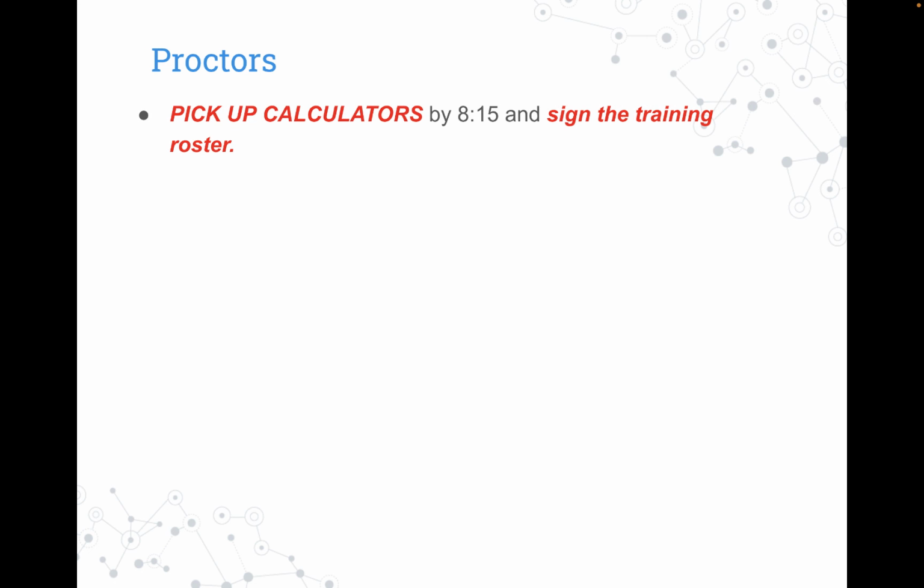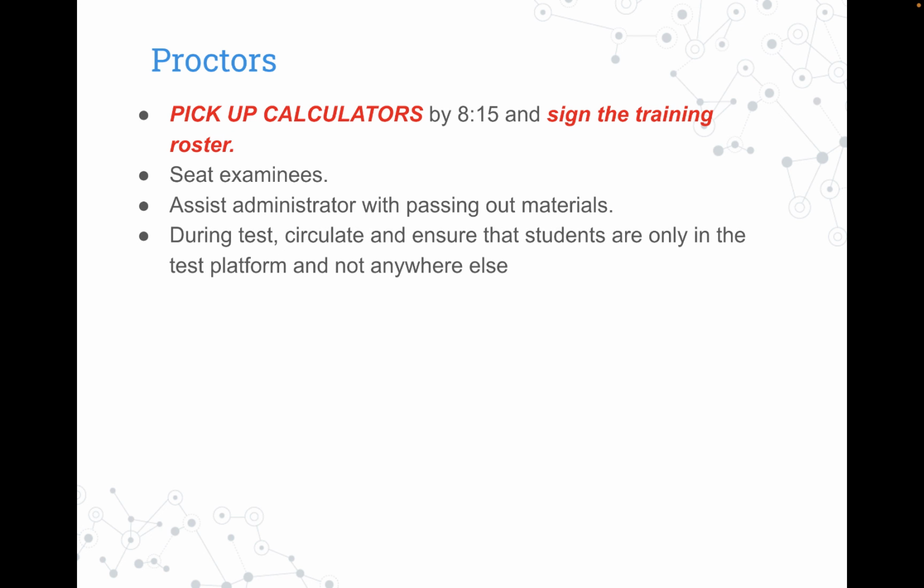Proctors, in addition to helping your administrator get people seated, we need you to pick up calculators by 8:15 and to go ahead and sign the training form. You may seat the examinees. You may be filling in a seating chart of your own to help with that. You may help by passing out materials such as the scrap paper or the authorization tickets when directed to do so. Pencils, Kleenex, whatever it may be.